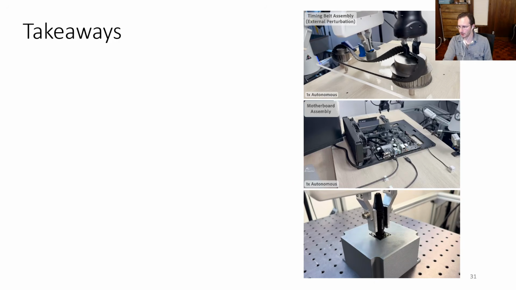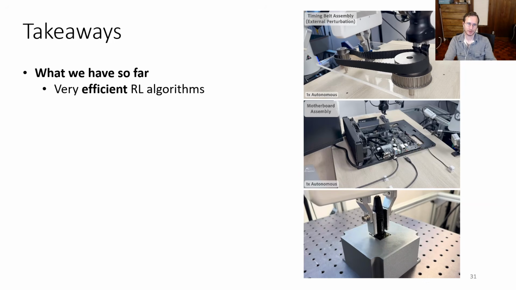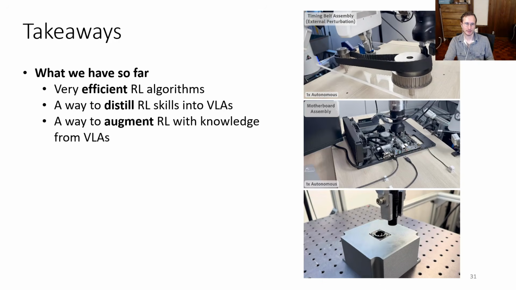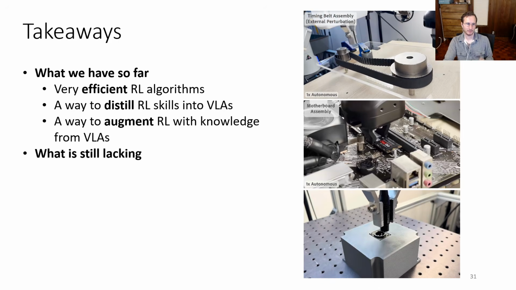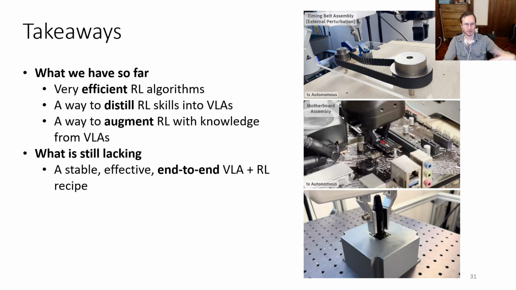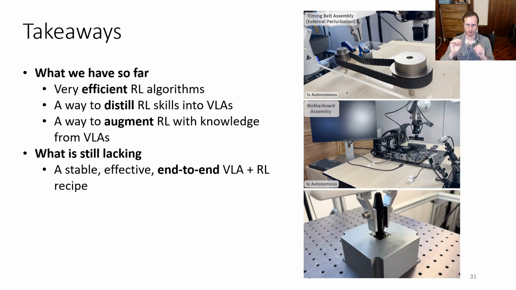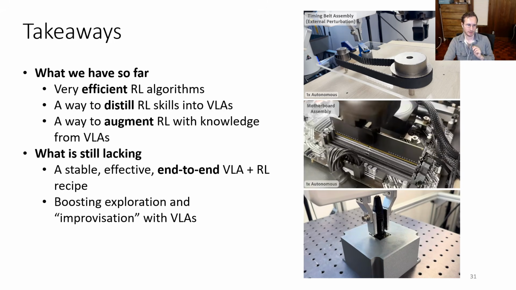Okay, so to conclude in terms of takeaways, what we have so far is some very efficient RL algorithms, a way to distill RL skills into VLAs, and a way to augment RL with knowledge from VLAs with something like DSRL. But I think that this area is not yet finished. We still need a stable, effective end-to-end method for VLA plus RL. So all the methods I showed, they all train some smaller network with RL. They don't train the whole VLA. So that's something that still hasn't been fully nailed down.